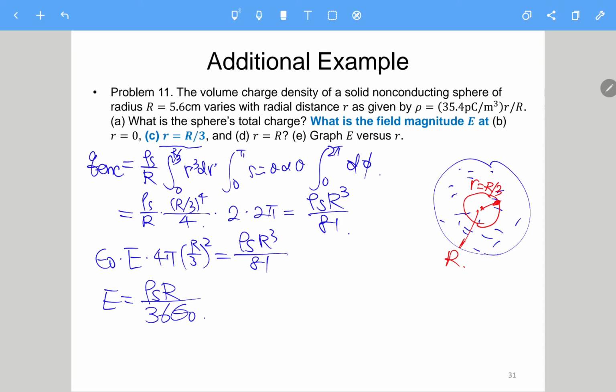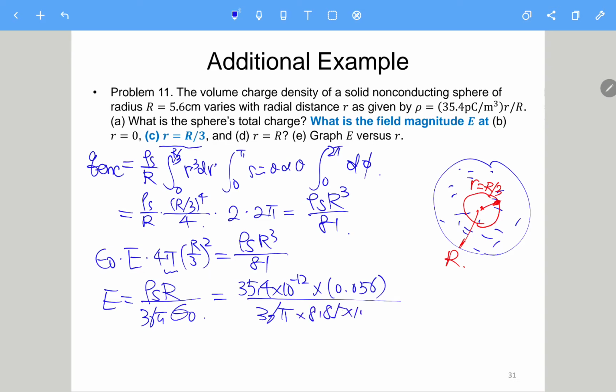I think I forgot a pi there. Pi, because we have pi here. 36 pi, yeah. Okay, so we can substitute all the numbers. We have 35.4 times 10 to the minus 12 power, and then minus 0.056 over 36 pi times 8.85 times 10 to the minus 12.